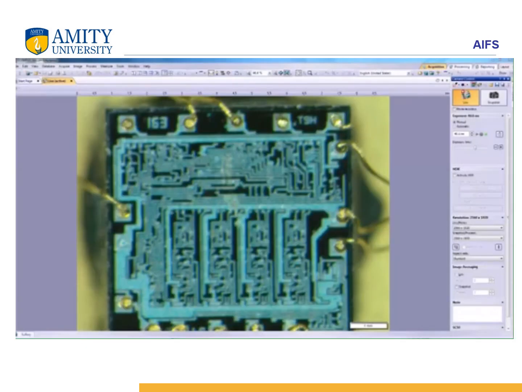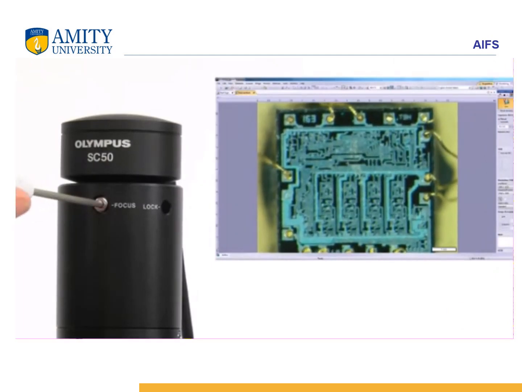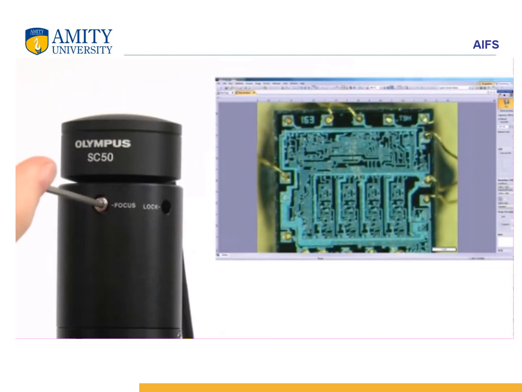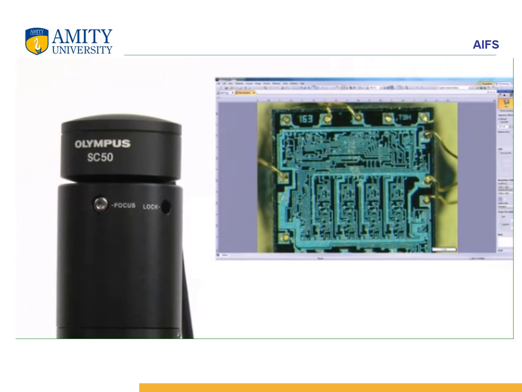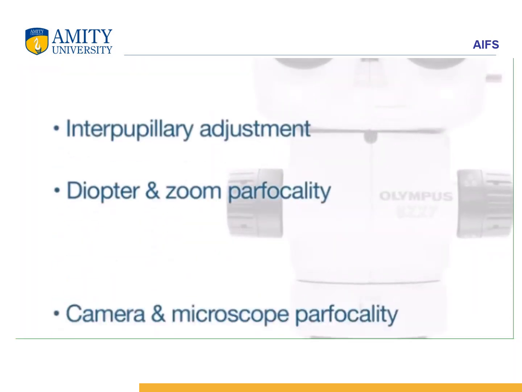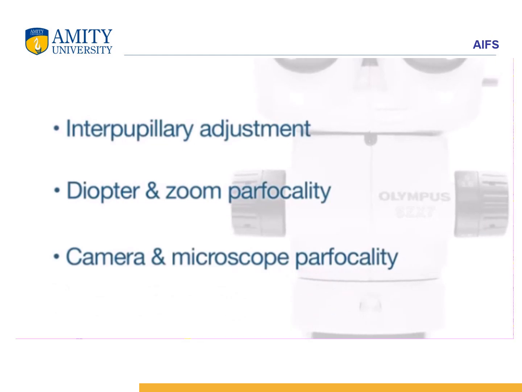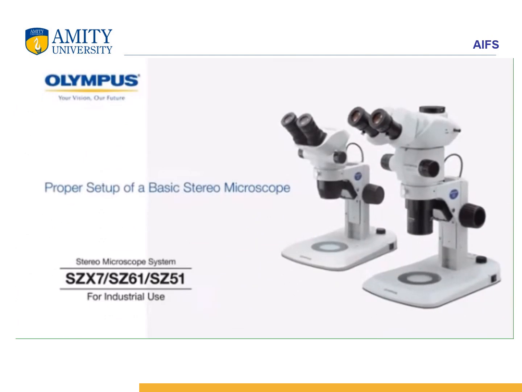This is your observation, and this is the image you are getting. As you can see, the image is blurry, so you need to focus the image. So here in the focus, using the appropriate size of screw, you are adjusting the focus. Now you can see there is better clarity, and now it has to be locked. So what you are able to do is adjust the interpupillary distance, diopter, zoom parfocality, and then the C mount.